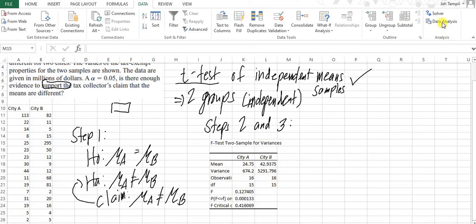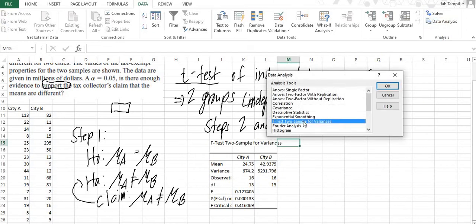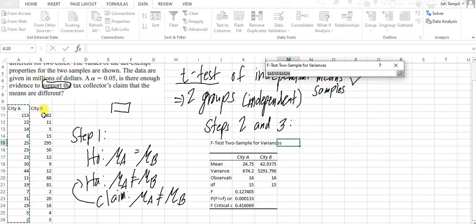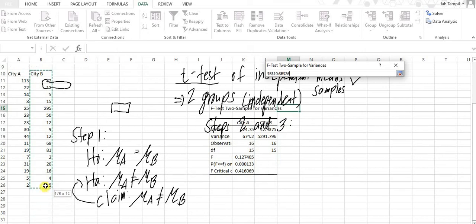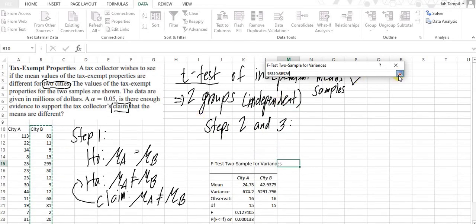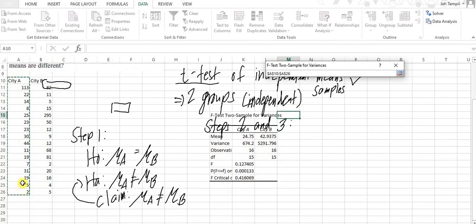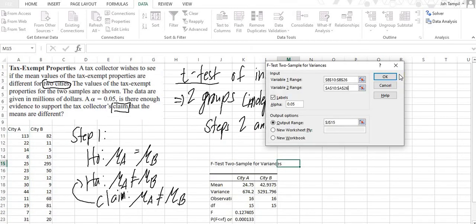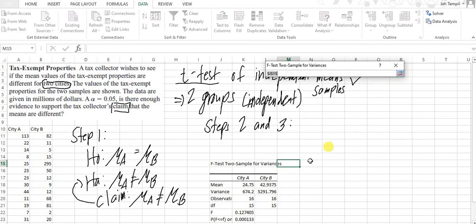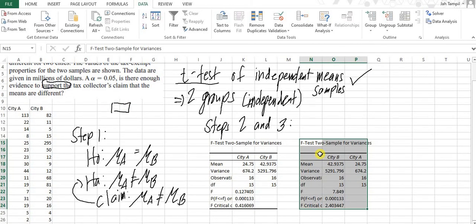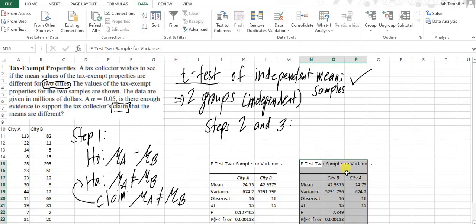So we will do the same, data analysis, f-test again. This time we will select variable 1 for city B because it has a larger variance. Then variable 2 for city A because it has a smaller variance. Then we shall select this one here. And now we have a different test. And let's take a look at our test now.